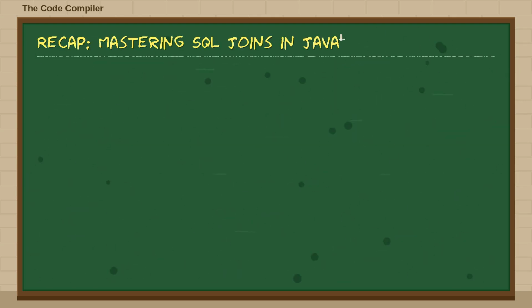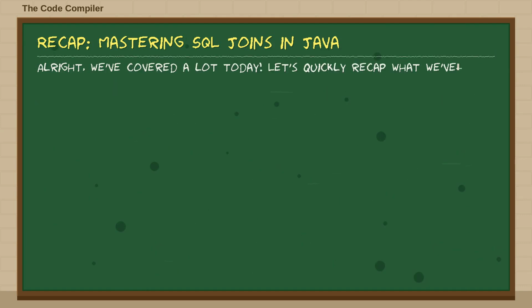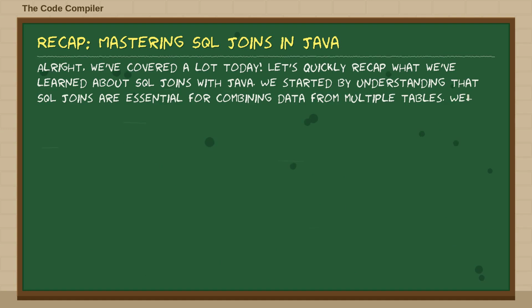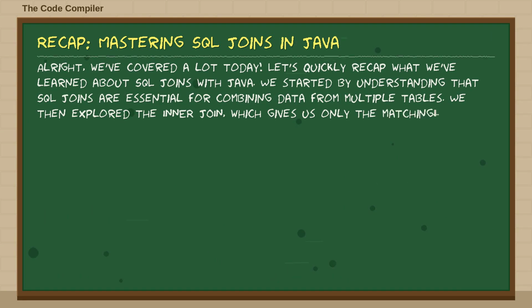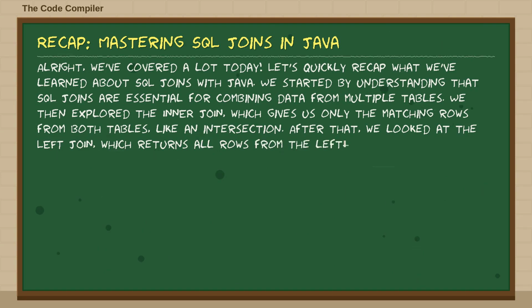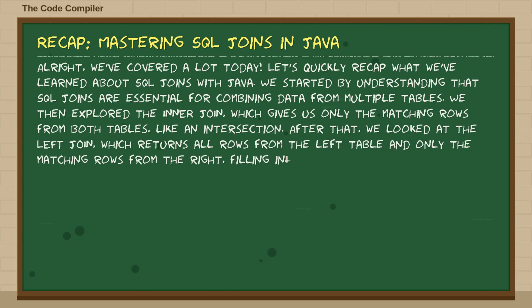Alright, we've covered a lot today. Let's quickly recap what we've learned about SQL joins with Java. We started by understanding that SQL joins are essential for combining data from multiple tables. We then explored the inner join, which gives us only the matching rows from both tables, like an intersection. After that, we looked at the left join, which returns all rows from the left table and only the matching rows from the right, filling in null for non-matches.